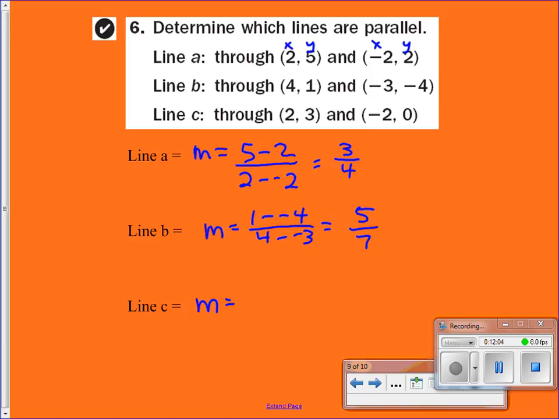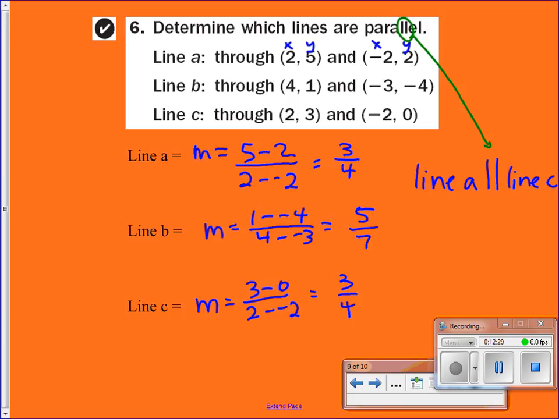Let's check out line C. Subtract my y's, subtract my x's. I get 3/4. That means that line A and line C are parallel, and the symbol for things being parallel is just that. It's 2 straight lines like the 2 L's in parallel. 2 L's in parallel, that is the symbol for parallel lines. So instead of writing the sentence, line A is parallel to line C, you can just write that symbol.